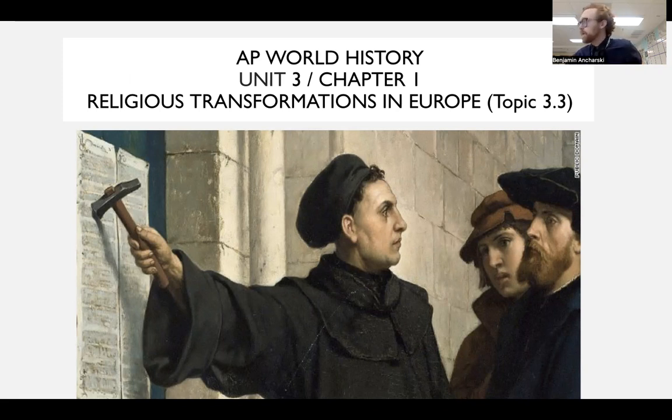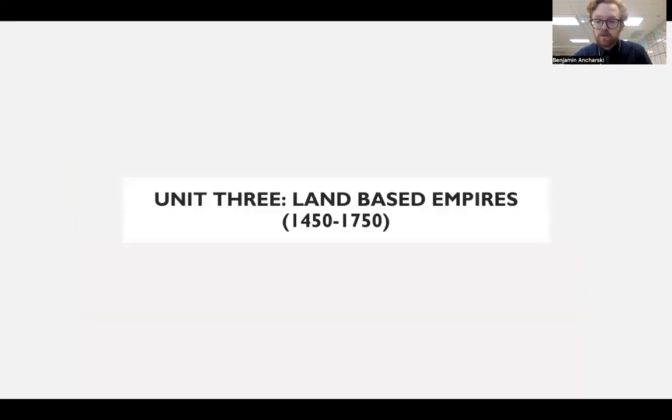We're going to look at other places, especially India and a little bit the Middle East. But we are going to see that religion is a big idea in this unit especially. So we're going to take a look at transformations in Christianity in Europe especially. And Unit 3 actually brings us to a new time era in AP World, the early modern period, between 1450 and 1750.